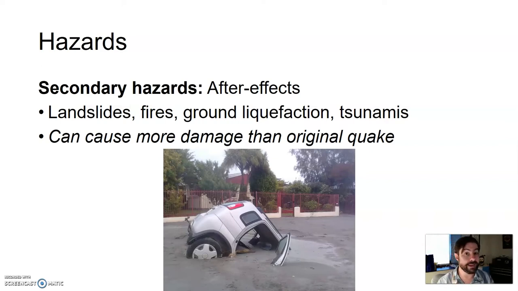It becomes a secondary hazard when the ground shook and that caused a landslide, and the landslide came and destroyed your house. Or the ground shook and that broke some gas lines, which caused a fire, and the fire burnt your house. Or the ground shook, which caused the ground to liquefy, and then that liquefied ground sucked in your house. Or like a picture here, a car.